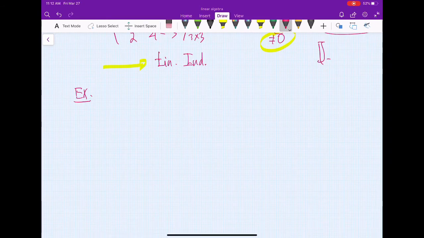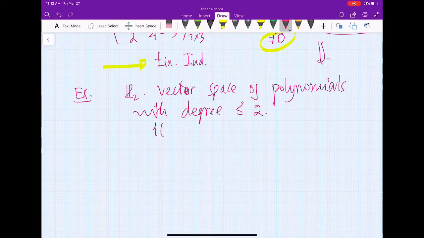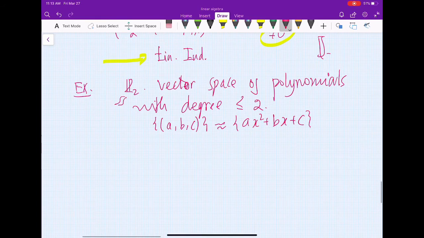Now we deal with the space of polynomials, P2. That is the vector space of polynomials with degree less than or equal to 2. So basically, you have all of the form ax squared plus bx plus c. Don't forget that this vector space is the same as R3, because you need 3 numbers to determine such a polynomial.